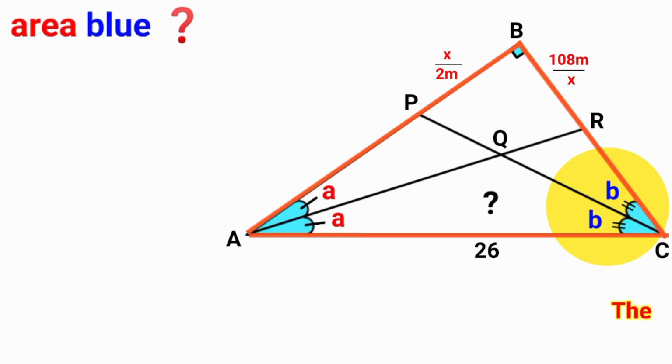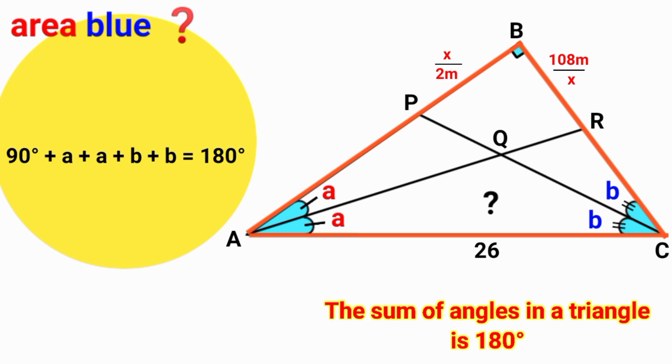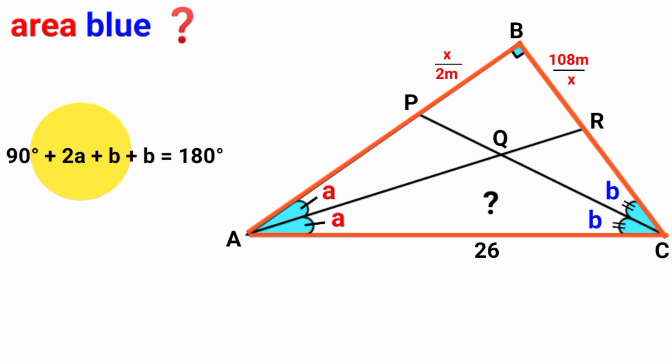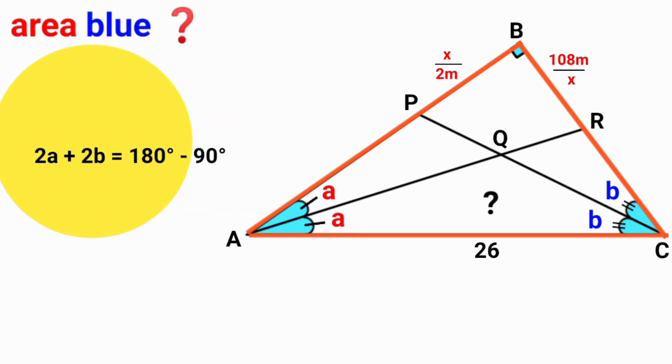Based on the rule that the summation of angles in a triangle is 180 degrees, 90 degrees plus A plus A plus B plus B equal to 180. A plus A is 2A, B plus B is 2B, so 90 degrees plus 2A plus 2B equal to 180 degrees. Subtract 90 degrees from both sides. Here 90 degrees minus 90 degrees is 0, while here 180 minus 90 is 90, so 2A plus 2B equal to 90 degrees.